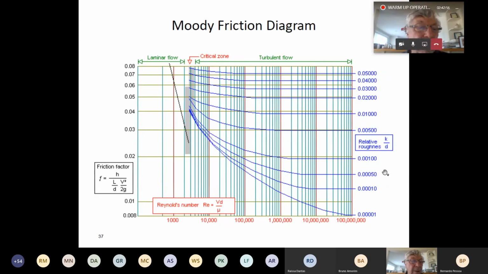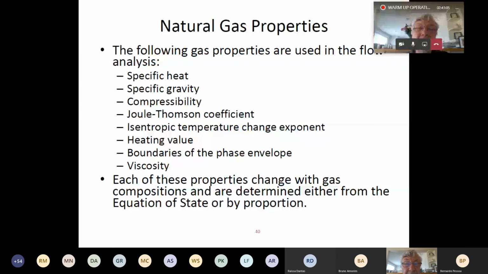I was going to move quickly to compressible flow and actually look at how we go about doing some calculations for a gas pipeline. So we go to 40. The things we need to know about gas properties are the specific heat, specific gravity, something called the compressibility effect, because natural gas is not an ideal gas.